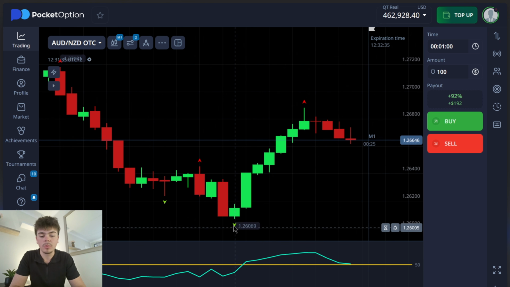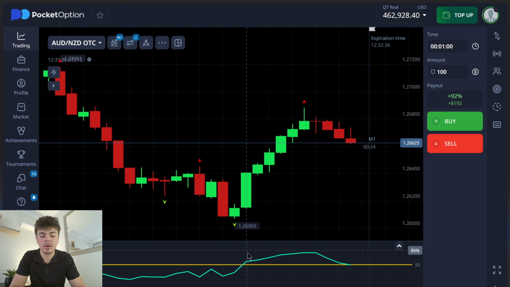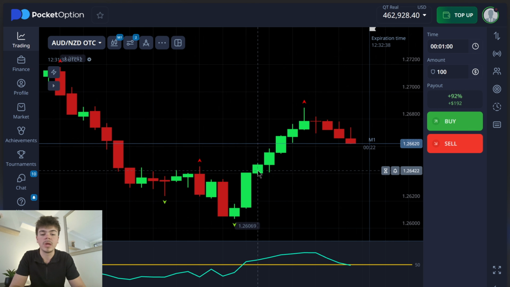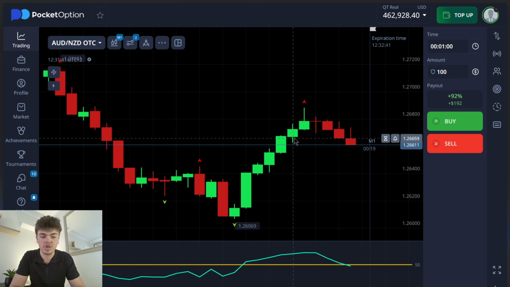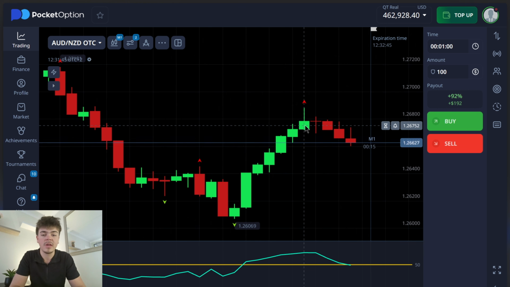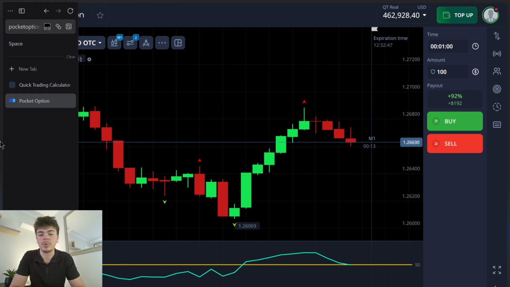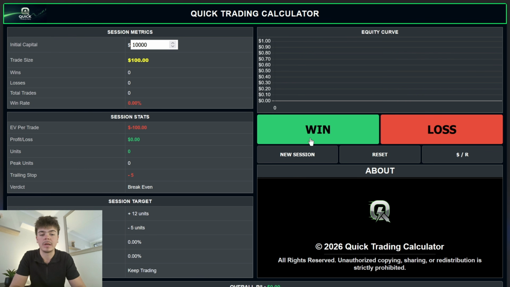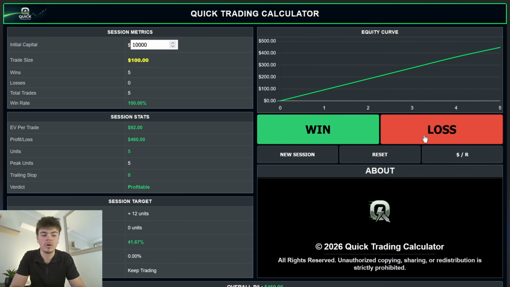For example, we see the green fractal, we see the cross of the RSI here. We could place a buy on all of these trades until we lost. So this would be 1, 2, 3, 4, 5 wins in a row, and then a loss. We can then document this inside the quick trading calculator over here by adding the 5 wins in a row and then a loss.